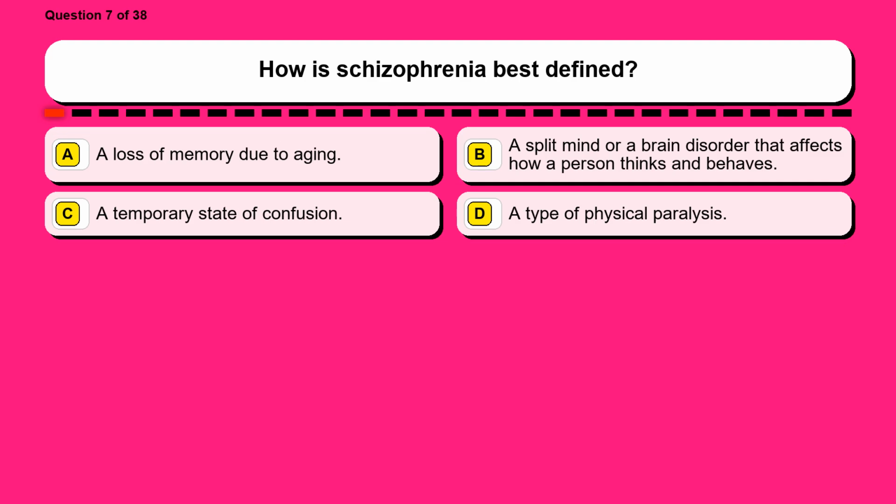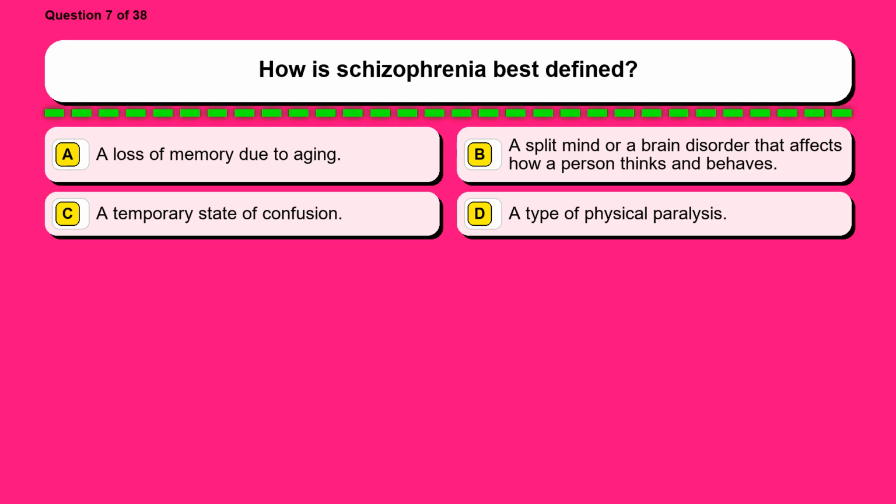Question 7. How is schizophrenia best defined? Option A. A loss of memory due to aging. Option B. A split mind or a brain disorder that affects how a person thinks and behaves. Option C. A temporary state of confusion. Option D. A type of physical paralysis.